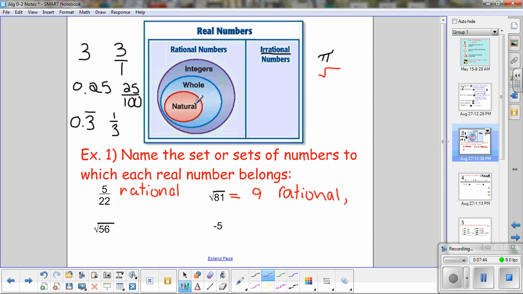And then it is also one of our natural or counting numbers, which makes it also a whole number and an integer.